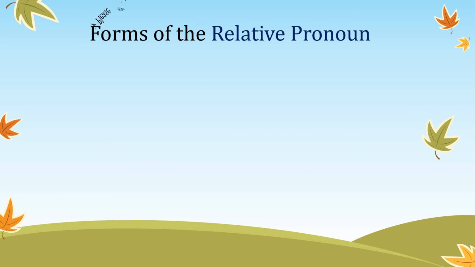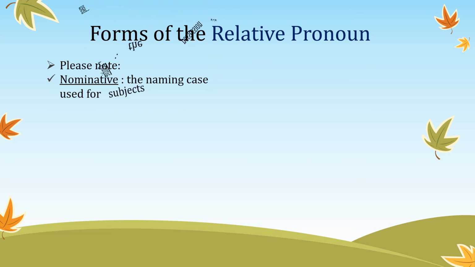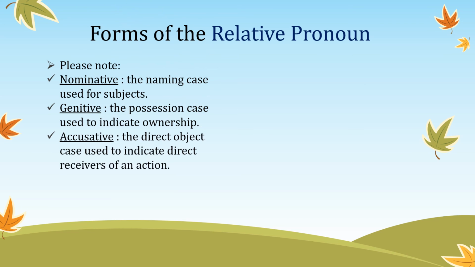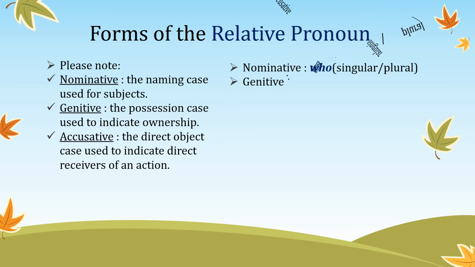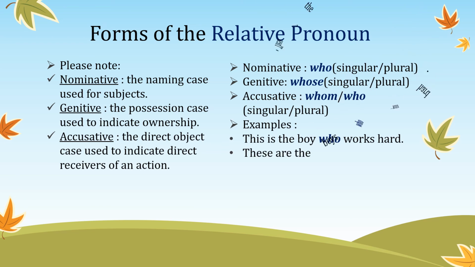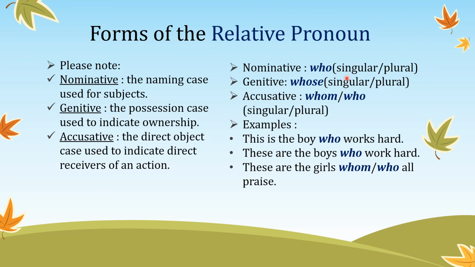Now, a list where you could understand some forms of relative pronouns: nominative, genitive, accusative. These are the three forms. Now where is nominative used? Nominative is used with who, which comes in the singular form or a plural form. Any kind of object or thing or person which is singular or plural, we could use who.